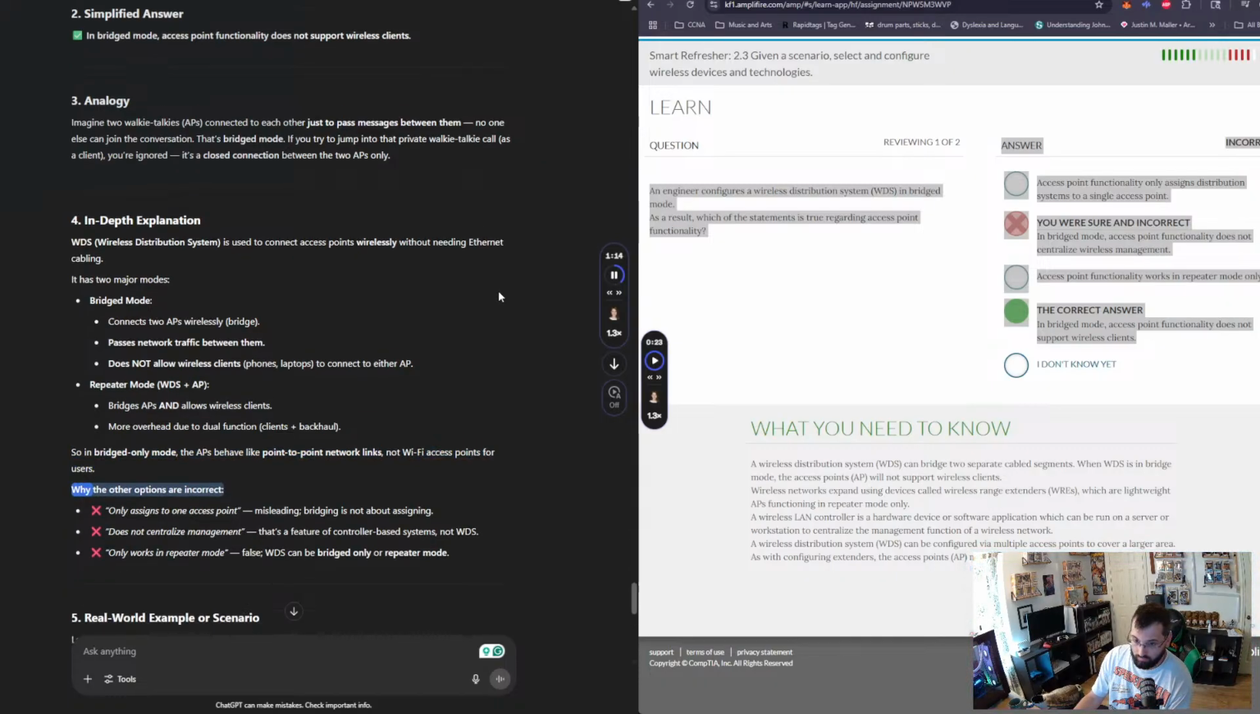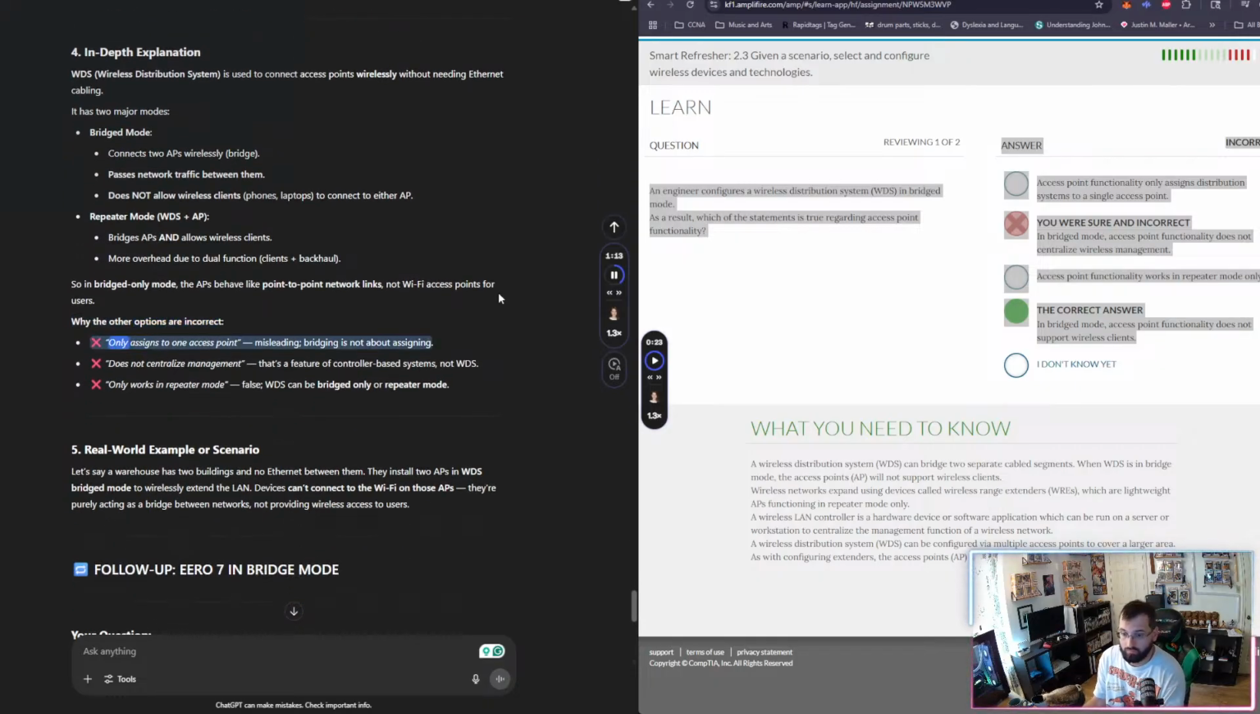Why the other options are incorrect. Only assigns to one access point: misleading, bridging is not about assigning. Does not centralize management: that's a feature of controller-based systems, not WDS. Only works in repeater mode: false. WDS can be bridged-only or repeater mode.